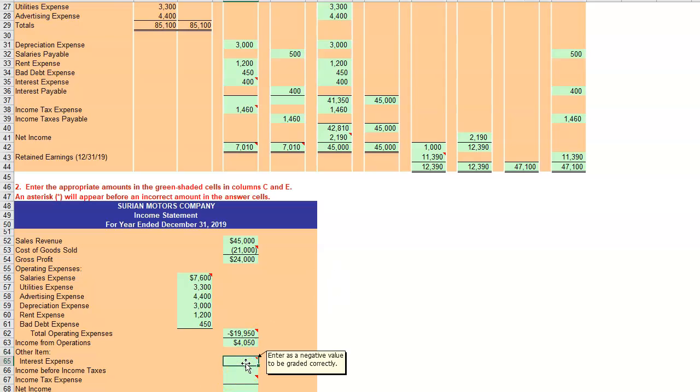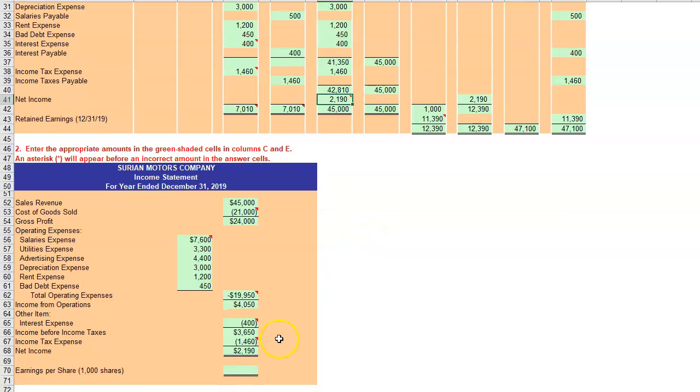Then interest expense should be 400. And my income tax expense should be 1,460. And my net income is 2,190. It should tie to this number, so we're okay.